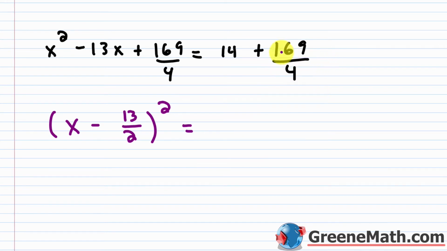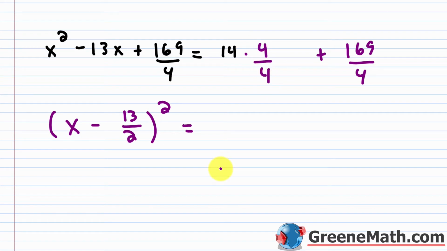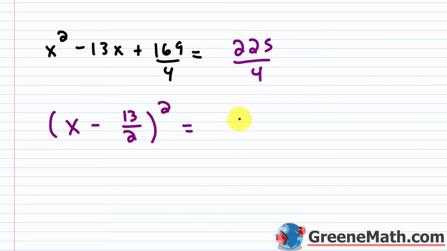Again, that's why students don't like this method, because it's just very, very tedious. So let me move this down. Plus 169 fourths. I'm going to multiply this by 4 over 4 so I can have a common denominator. 14 times 4 is 56, and if I add 56 and 169, I get 225. So this right side here would be 225 fourths.